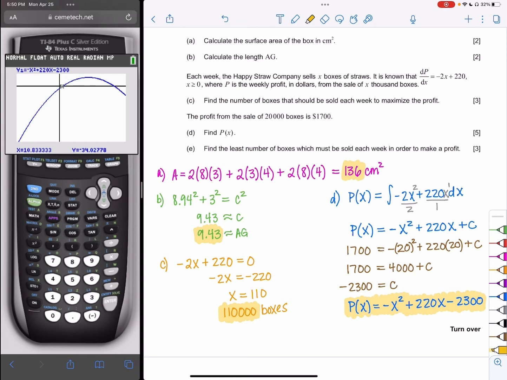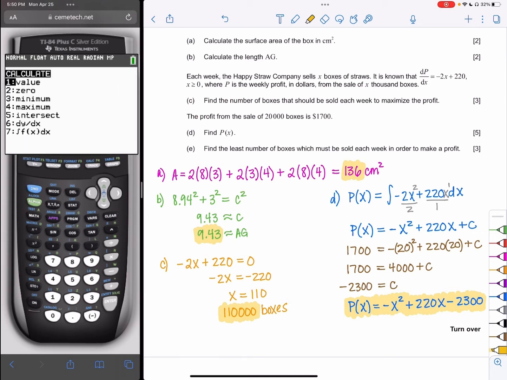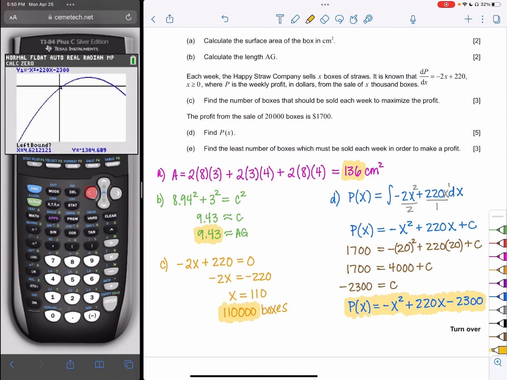So if I'm saying what is the least amount of boxes, I'm going to be looking on that left side of the graph. Basically, I'm going to be looking at that left x-intercept. So when I go to second trace, I'm going to go to 0 and I'm going to calculate my x-intercept. So I go to the left side of it and press enter. And then I go to the right side of it and press enter again.